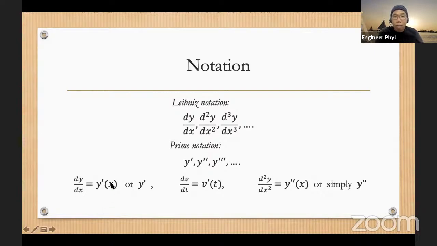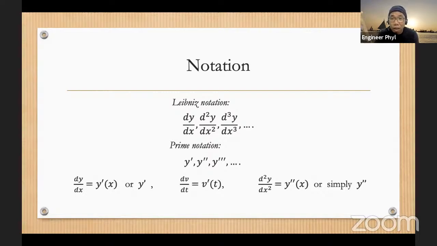For dv over dt, you can write it in terms of the prime notation. So dv over dt can be written as v prime of t. v is the dependent variable and t is the independent variable. Now, the third example here, the second derivative of y with respect to x, can be written as y double prime of x, or simply y double prime.